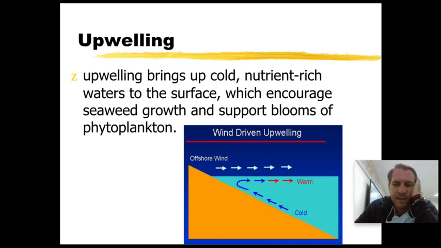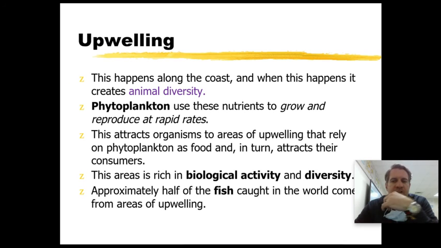All right, so upwelling, like I just mentioned, is when we bring cold but also nutrient-rich waters from the bottom of the ocean to the surface. This encourages a lot of plant growth, and lots of phytoplankton start growing because all those nutrients are there. This usually happens along the coast, and it causes lots of animal diversity, because the phytoplankton and plants, which are the base of the food chain, bring in all the other consumers. So there's lots of fish activity when this is happening.